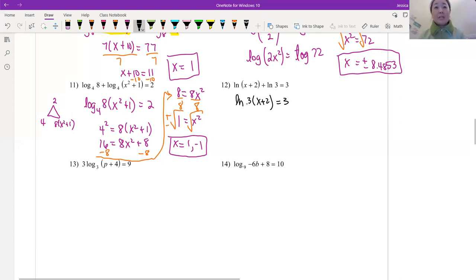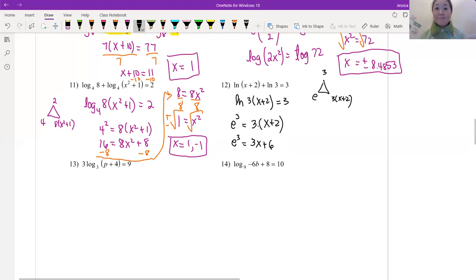Okay. And so what we're going to do is remember the base is e, right? So let me do my little triangle here. So here's e, and this is 3 times x plus 2. And this is the 3 on top. So this is going to be e to the 3rd power is equal to 3 times x plus 2. Now, do you want to multiply it out? Let's multiply it out. So e to the 3rd power is equal to 3x plus 6.